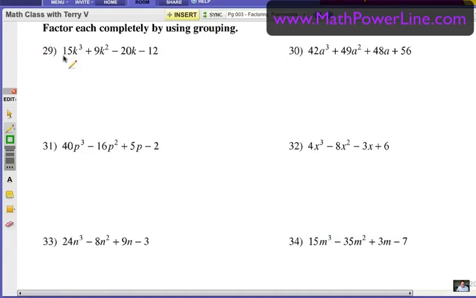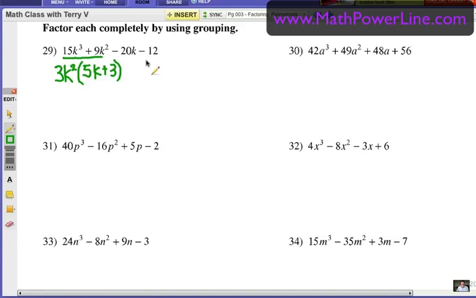Number 29. Just look at the first two terms. Notice how the exponents go down by degree, k to the third, k squared, k to the first, and a constant. All right, so just look at two at a time, 15k to the third and 9k squared. Take out the largest factor. Well, that would be 3k squared. Okay? What's left? 5k and 3. 5k plus 3.